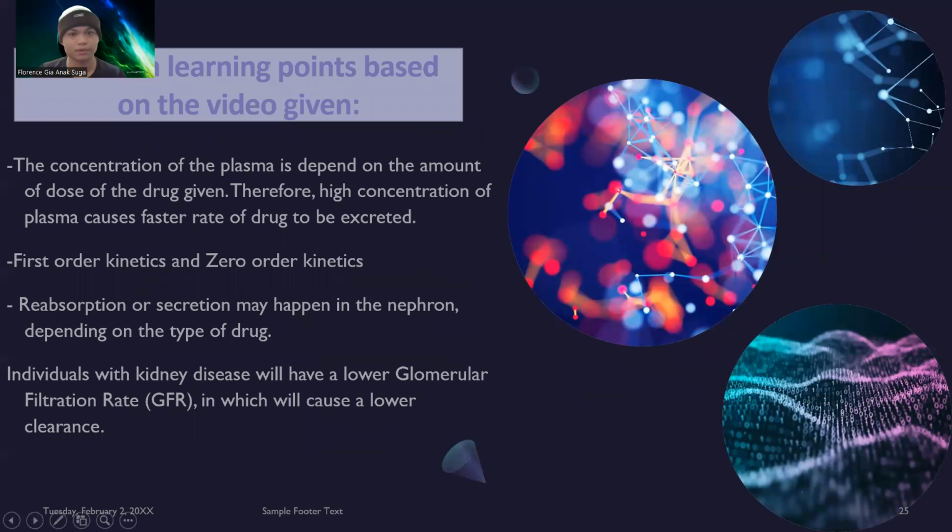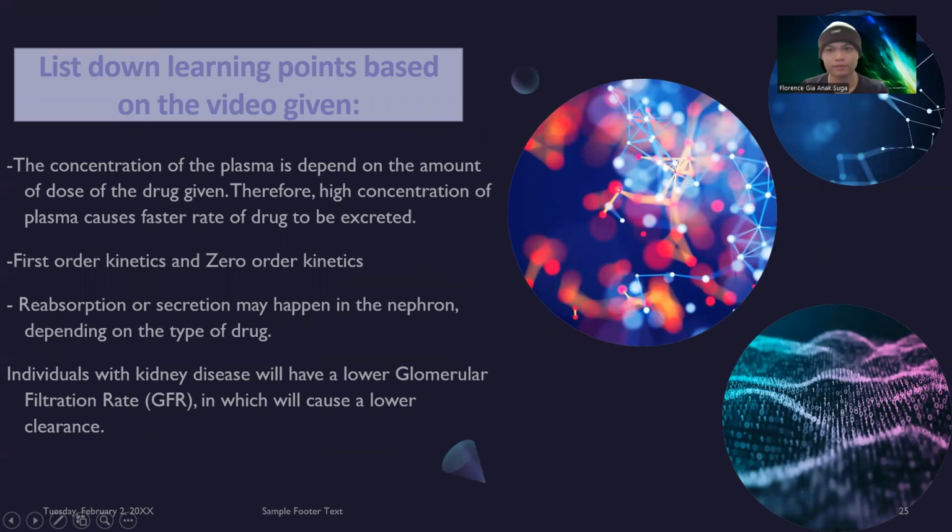So the learning points based on the video given. The concentration of the plasma is dependent on the amount of dose of the drug given. Therefore, a high concentration of plasma causes a faster rate of drug excretion. Besides that, they have also pointed out first order kinetics and zero order kinetics. And reabsorption or secretion may happen in the nephron depending on the type of drug.